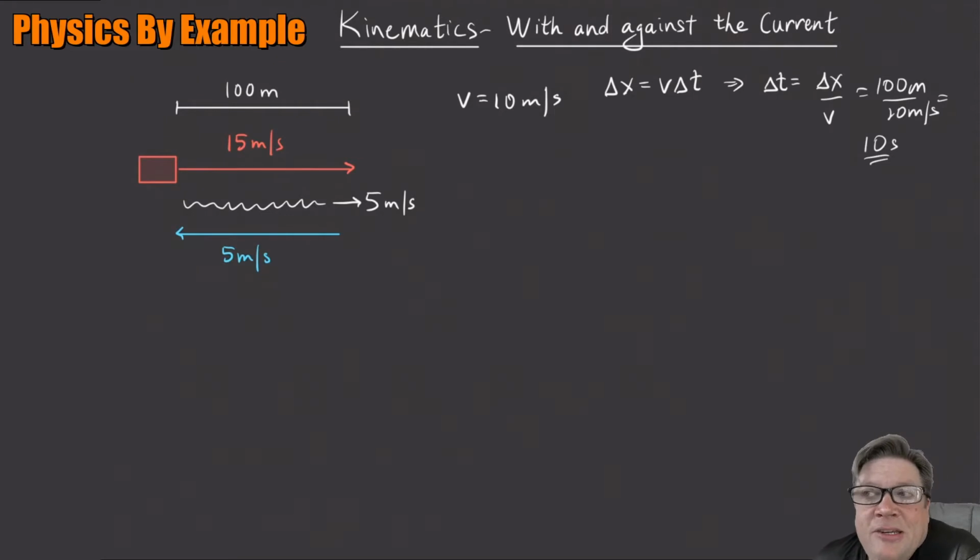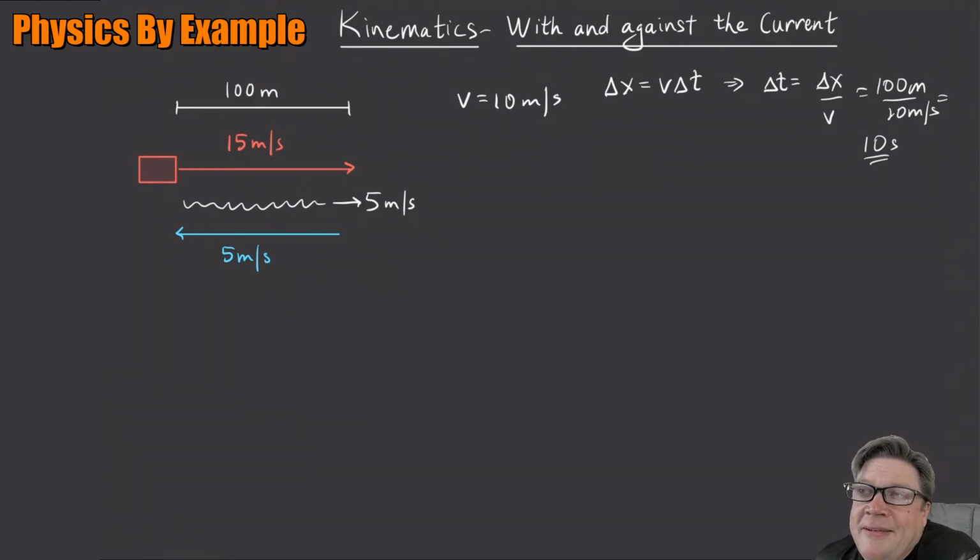Now the complication is, suppose there's a current. The way I have it drawn here, maybe the current is going to the right at 5 meters per second. The thing is 100 meters away relative to the ground. Relative to the ground, the current is helping you on the way out, so you're going 15 meters per second on the way out, and then you're fighting the current on the way back, so you only go 5 meters per second on the way back.